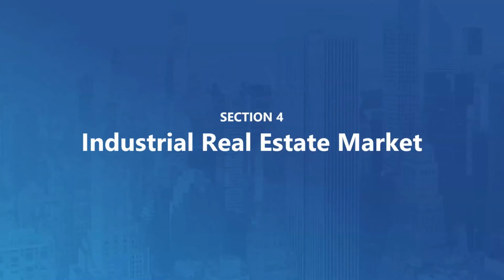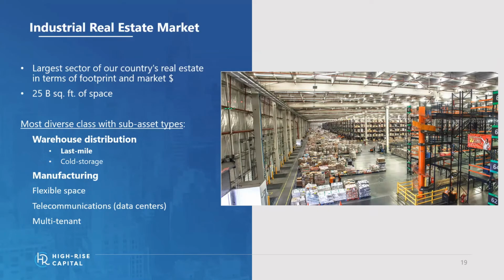So what does the industrial real estate market consist of? It is actually the largest sector of our country's real estate in terms of footprint and also dollar value. And so it's approximately 25 billion square feet of industrial space in the US. And it's also the most diverse asset with a lot of sub-asset types.